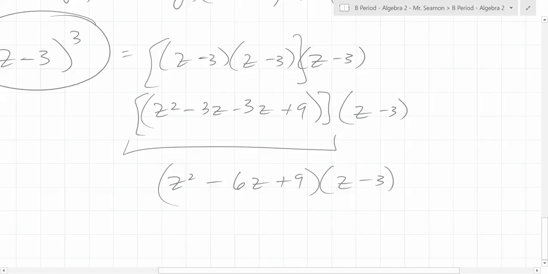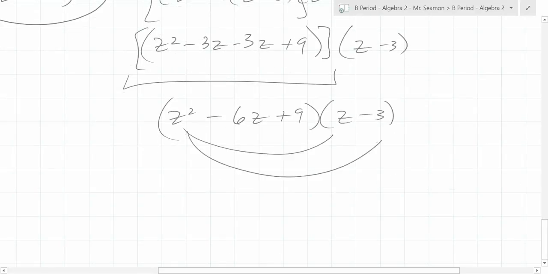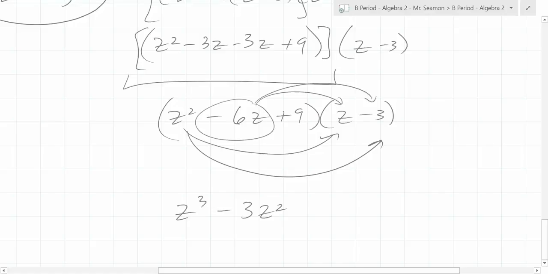Now you can't say FOIL because there's a middle term now. It's not just first and it's not first and outer. It's everything in the first times everything in the second. So you take z squared and you multiply it by both of these terms. What do you get, Rachel? Z to the third minus 3z squared. Yep, and then you do this one right here times both of them.